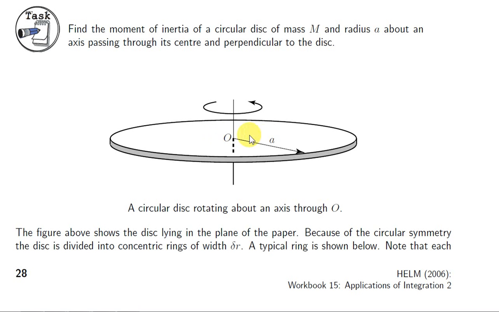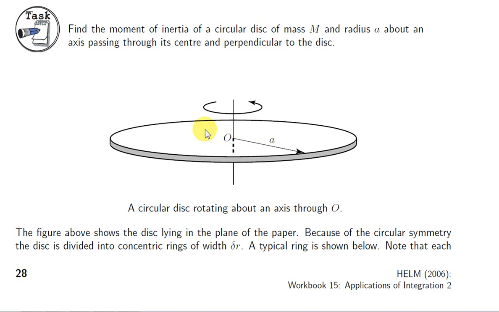Here we have a circular disc of mass m. Now it's a uniform lamina, so we can ignore its thickness. Its density is the same everywhere. We want to find its moment of inertia about a perpendicular axis passing through the center of the disc.